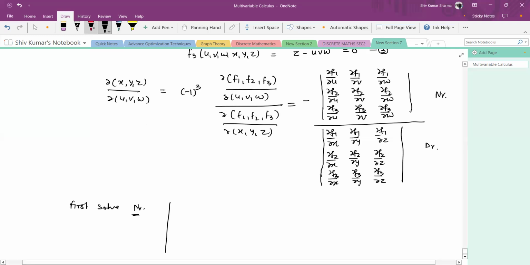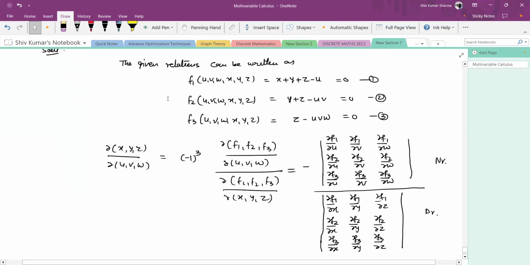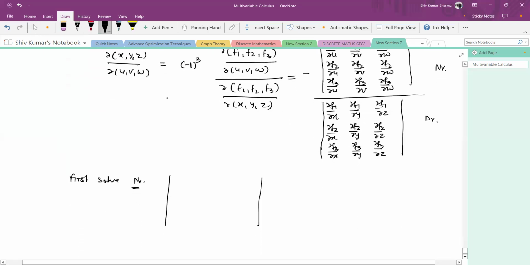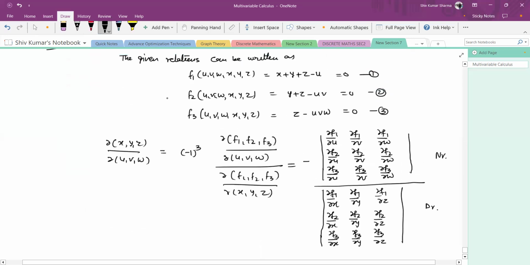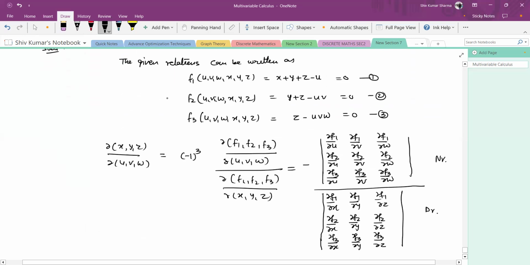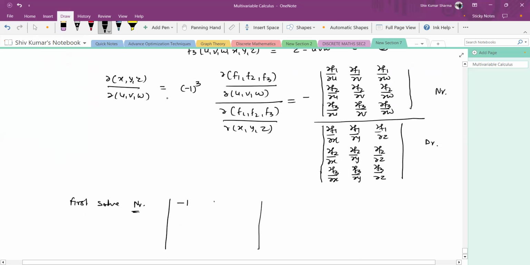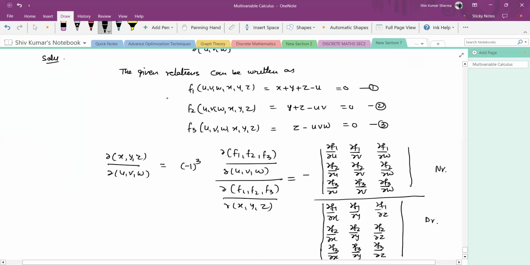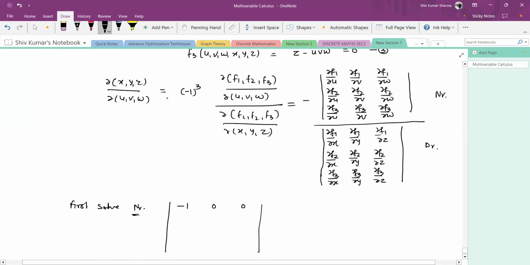So we write this as del f1 upon del u, which gives us minus 1. Del f1 upon del v: the function doesn't have v or w terms, so the derivative will be 0. So we write 0, 0. Del f2 upon del u gives us minus v. Del f2 upon del v gives us minus u. It doesn't have any term of w, so the derivative will be 0.